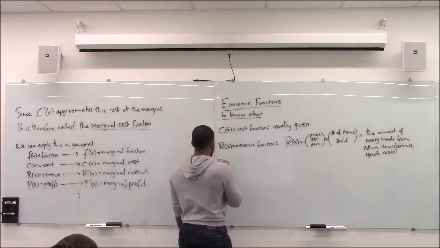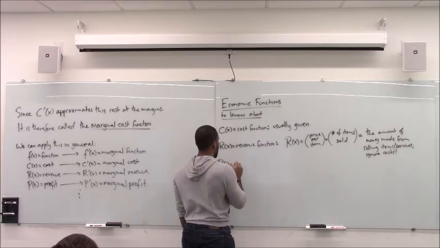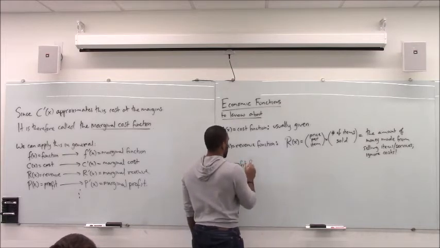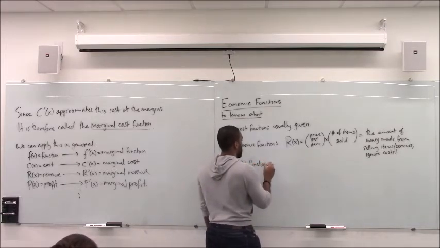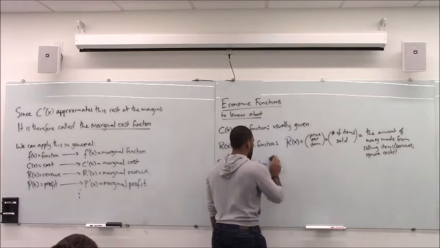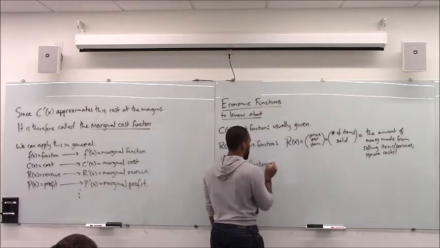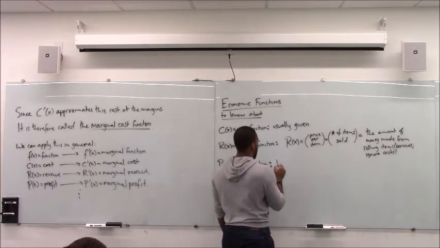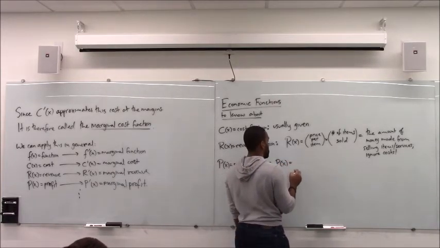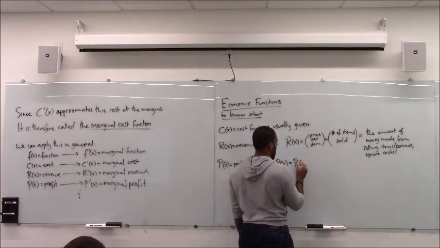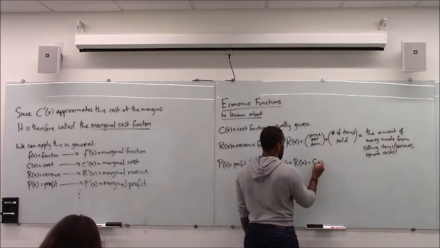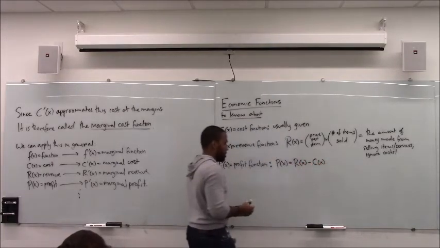Another thing is P of X. This is the profit function. Now profit, this is the amount of money you make after your costs are factored in. So the profit function is also something that can be computed from previously known data. It's going to be the revenue minus the cost.